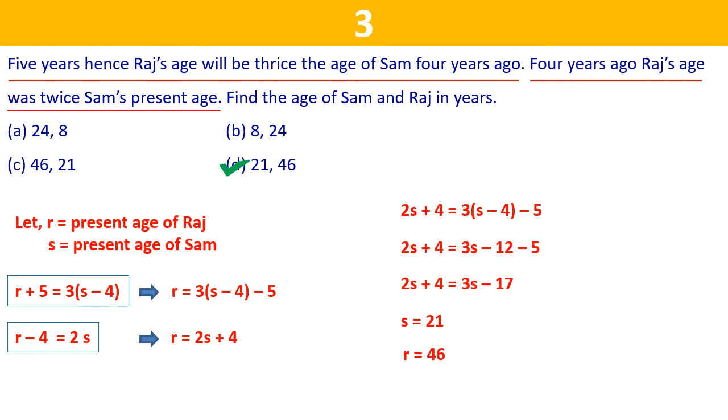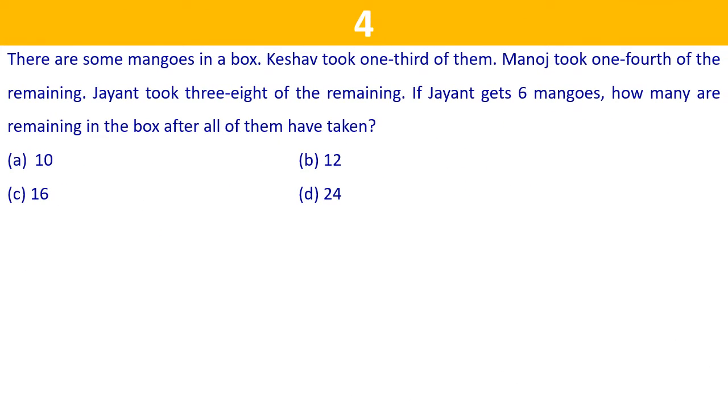Problem 4. There are some mangoes in the box. Keshav took 1/3 of them. Manoj took 1/4 of the remaining. Jayant took 3/8 of the remaining. If Jayant gets 6 mangoes, how many are remaining in the box after all of them have taken? Now this particular question can be solved by one single variable. How to start? Let x is equal to the number of mangoes initially in the box.